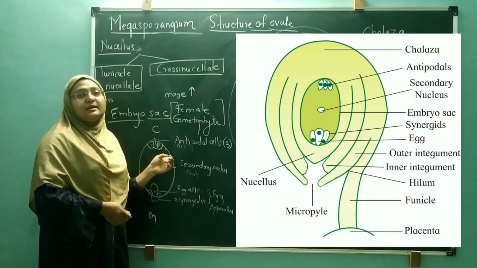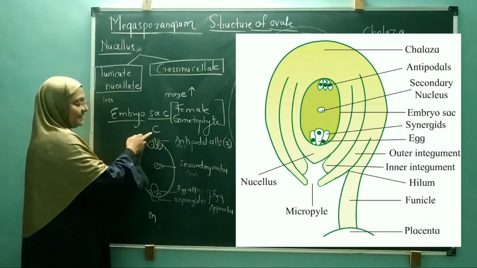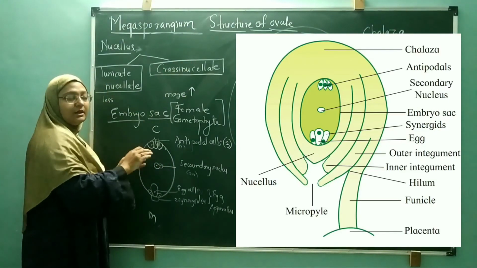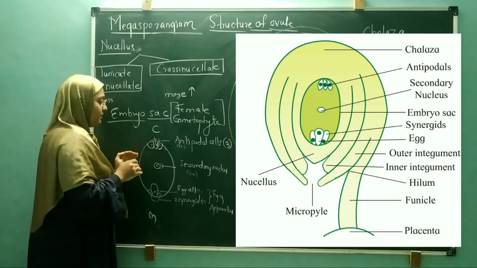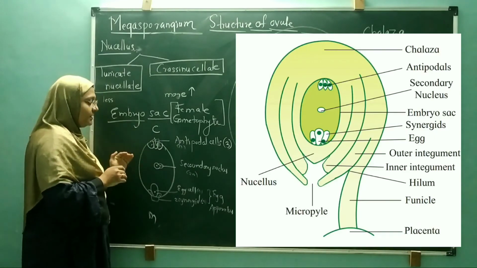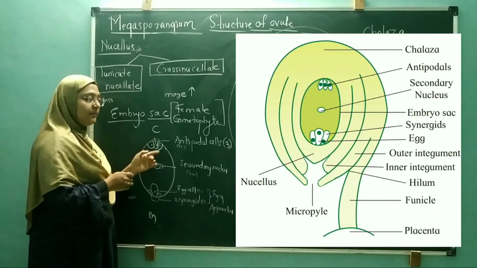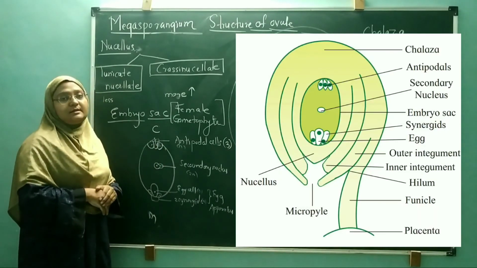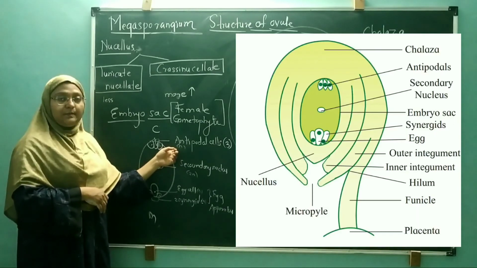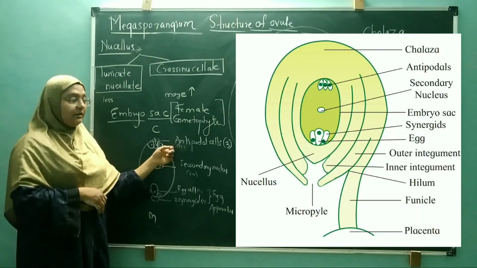And 3 एंटीपोडल सेल्स. These 3 antipodal cells are present at the chalaza end. They help in fertilization. During the fertilization, they need energy, and this energy is dragged by the 3 antipodal cells. Antipodal cells help करते हैं energy dragging में, fertilization में.